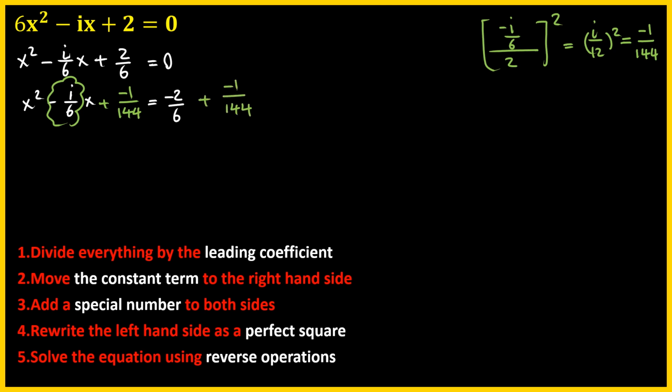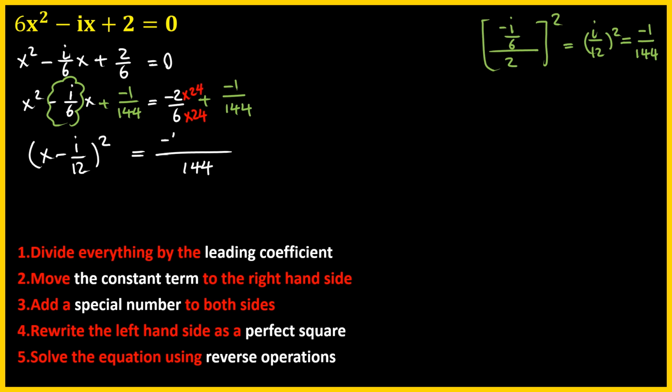And then we need to rewrite the left-hand side as a perfect square, which gives us (x minus i over 12) squared. Again, since the middle coefficient is negative, we have x minus i over 12. And since negative 1 over 144 is the same thing as (i over 12) squared, we have x minus i over 12 quantity squared. And on the right-hand side, we will have 144 as the common denominator. We need to multiply both the top and the bottom of the first fraction by 24.